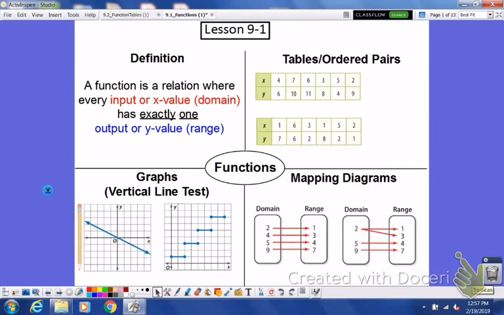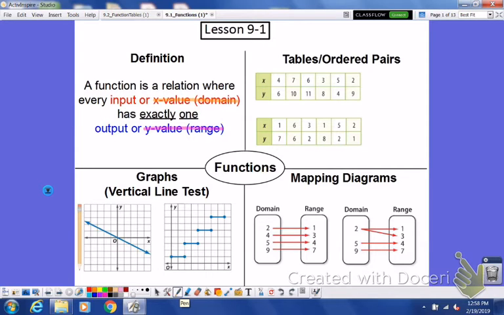So a couple vocab words here. If you want to go ahead and highlight them. We have our domain is our x value. Your range is your y value. And then the whole thing, a function is a relation where every input has exactly one output. So what does that mean? We have a couple different things that we can look at.